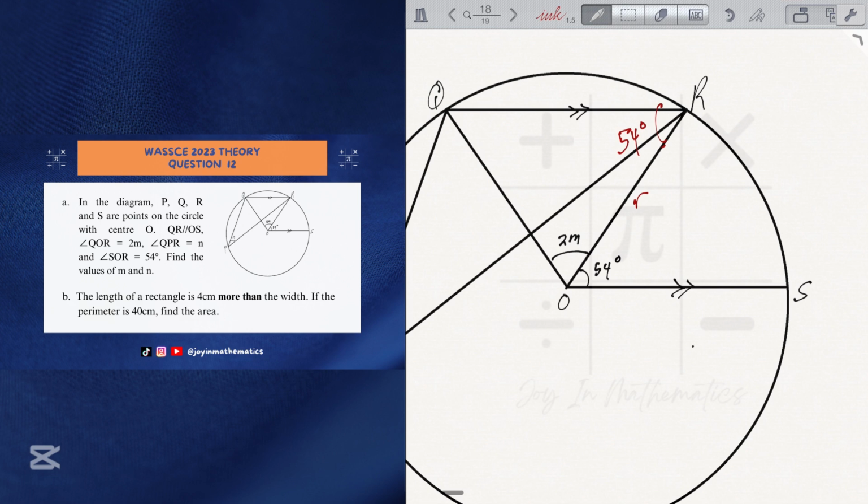Now, OR is equal to the radius of the circle. Similarly, OQ is also equal to the radius of the circle. So this is equal to this. That means we have an isosceles triangle. With that, we are saying that OQR is also equal to 54 degrees, because base angles of isosceles triangles are equal. Now with this, we can find the value of m.